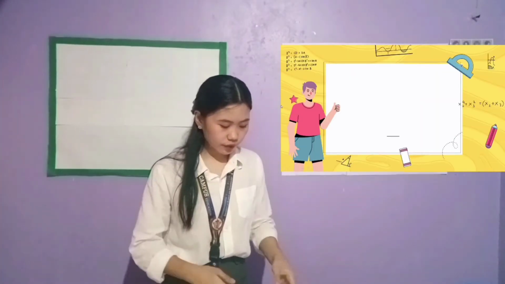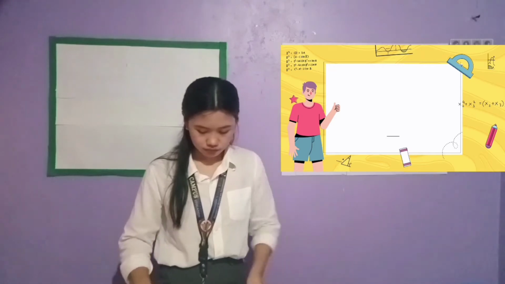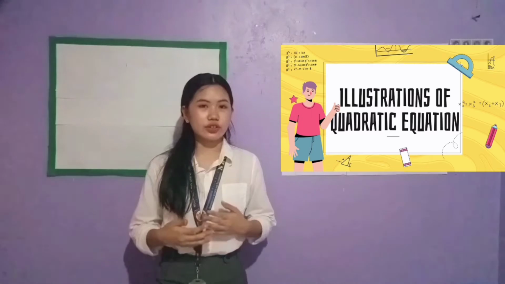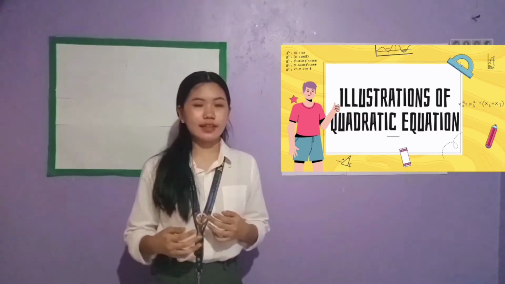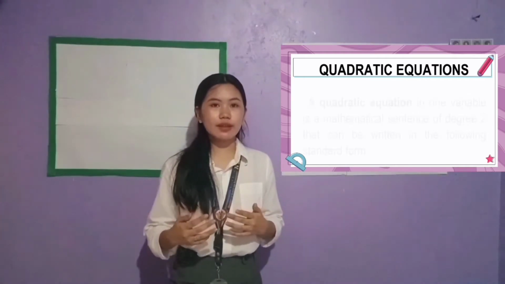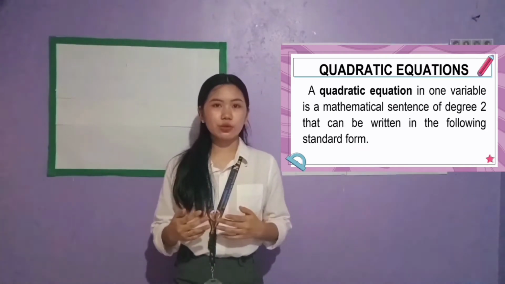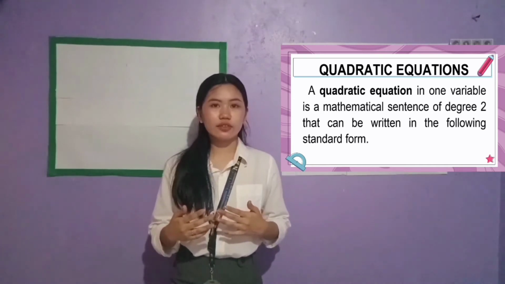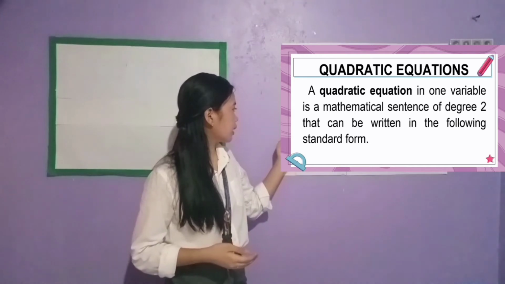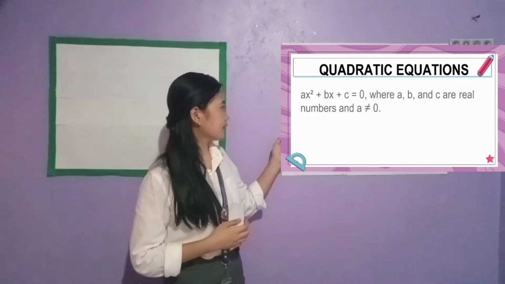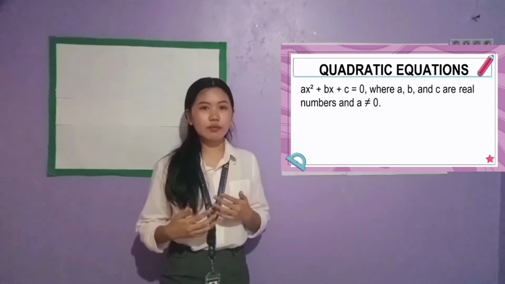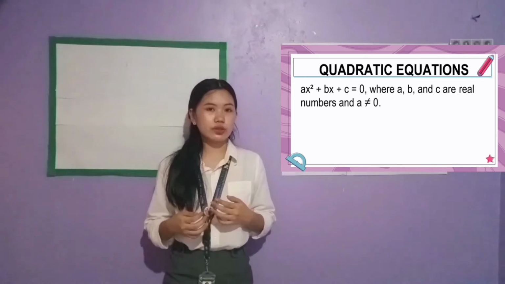So now, let's proceed to our lesson. Our lesson for today is all about quadratic equation. So what do you mean by quadratic equation? A quadratic equation in one variable is a mathematical equation of degree 2 that can be written in the standard form ax squared plus bx plus c is equal to 0, where a, b, and c are real numbers and a is not equal to 0.